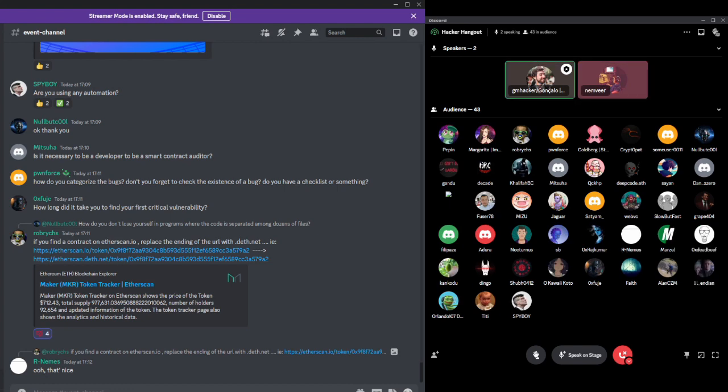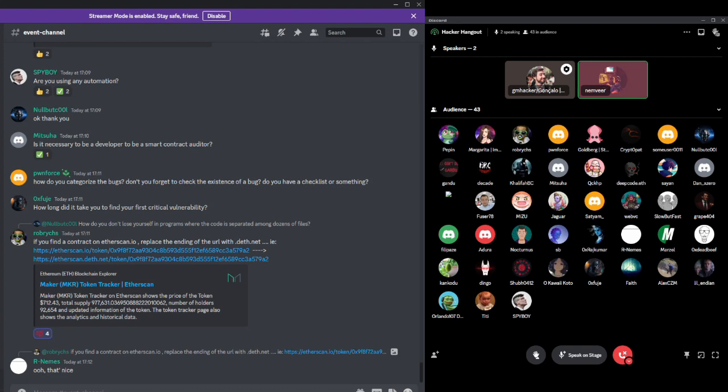Exactly. Okay. Mitsuha is asking, is it necessary to be a developer to be a smart contract auditor? I guess it's also a question of what's the value of, for example, computer science fundamentals, and knowing how to develop and code, for being a smart contract auditor.